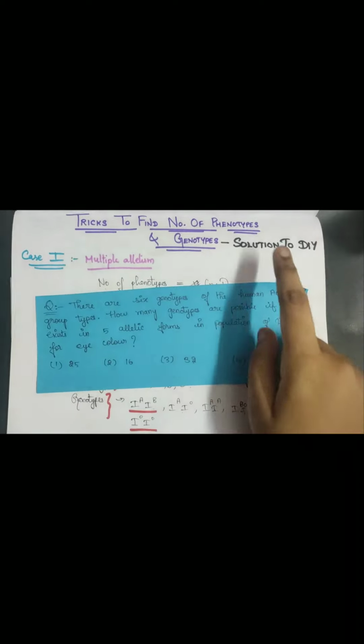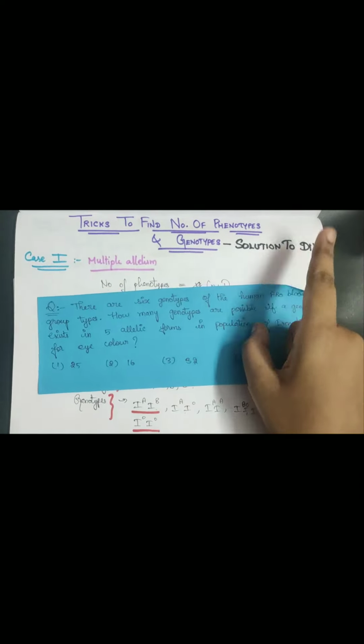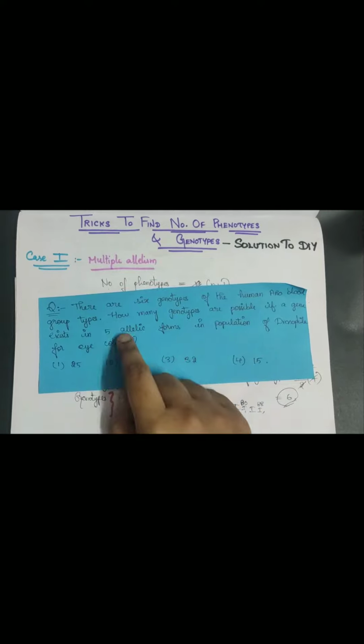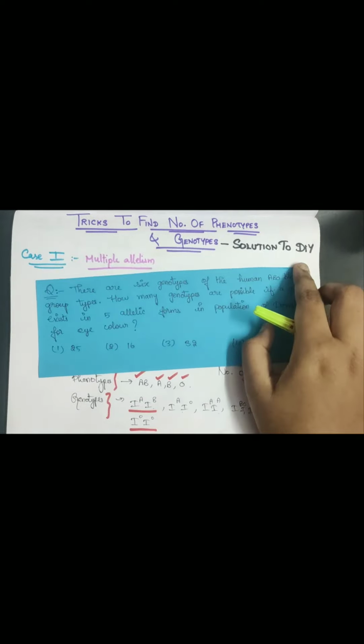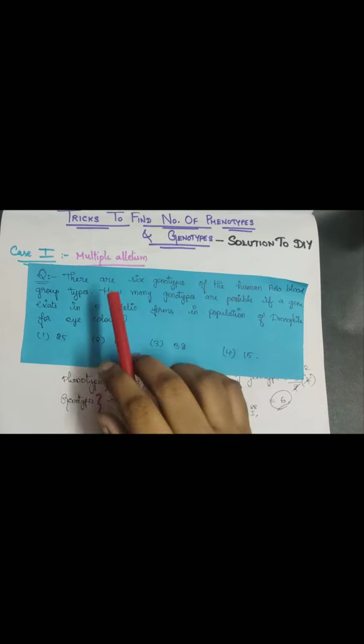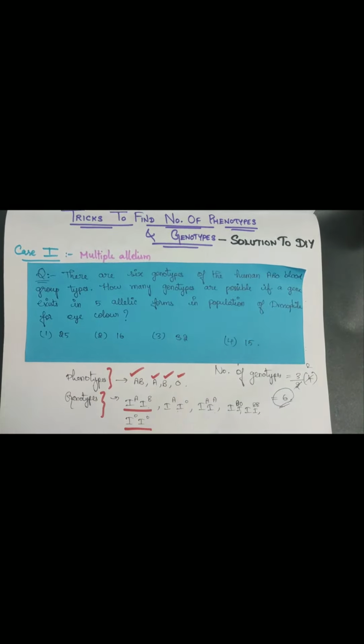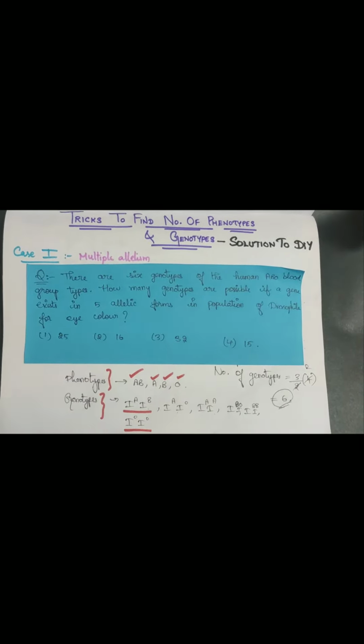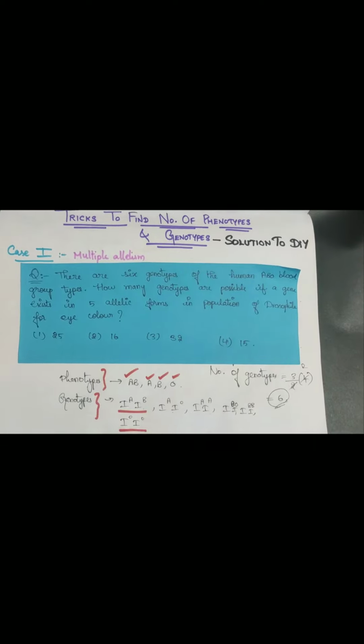In this video, I am going to provide the solutions to the do-it-yourself questions which I asked in the previous video, which was based upon tricks to find the number of phenotypes and genotypes. So question number 1, according to the first trick, the multiple allelism trick: there are 6 genotypes of the human ABO blood group types. How many genotypes are possible if a gene exists in 5 allelic forms?